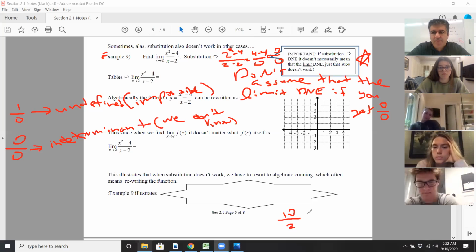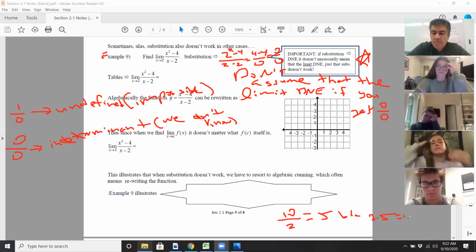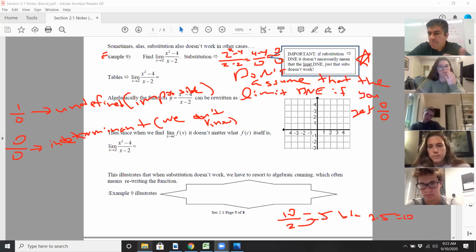10 over 2, we know that's 5, right? Because isn't 2 times 5 equal to 10? Yeah. If I were to multiply this by 5, I get 10, right? What if I have 10 divided by 0?